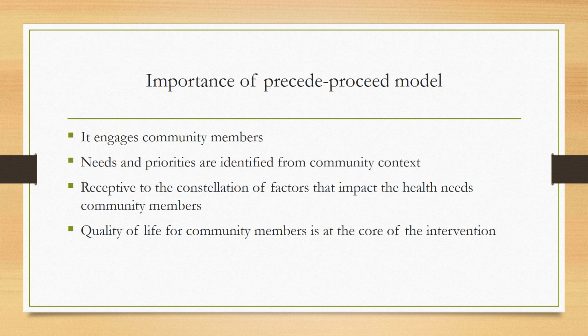Before we proceed onto the actual pictorial diagram of the model, we will first of all look at 4 importance of this model. These 4 importance of these models are: it helps to engage community members in the designing and then planning and implementation of their own health intervention programs. It helps to assess the needs and priorities of the communities. It is also very receptive to the constellation of factors that impact the health needs of the community members. It also gives you an idea of the quality of life for community members, as this intervention itself is placed in the core of the community needs.